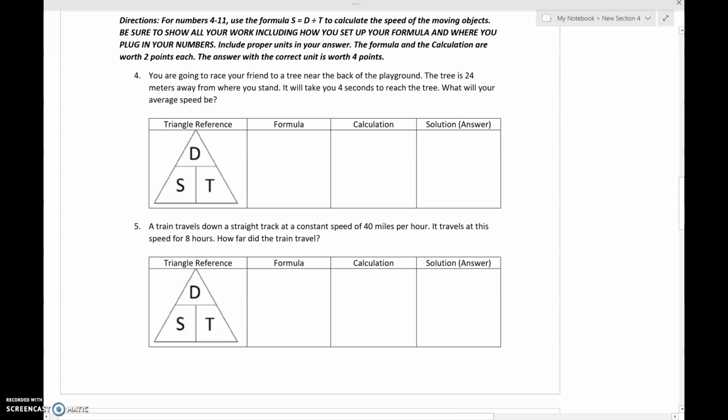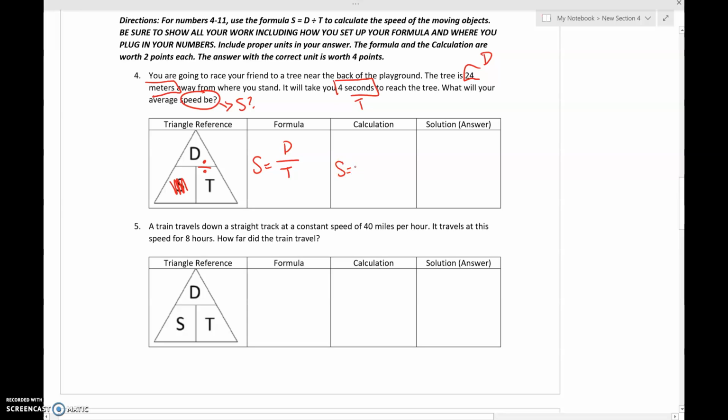Number 4, you're going to race your friend to a tree near the back of the playground. The tree is 24 meters away. That is a distance from where you stand. It will take you 4 seconds to reach the tree, that is the time, and what will your average speed be? We are looking for speed. So we're going to scribble out speed, and we are left with distance over time. S equals D over T, so we're dividing.